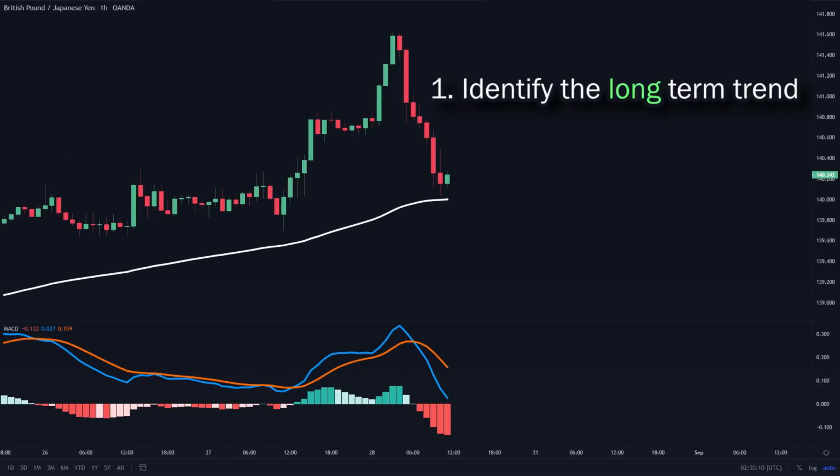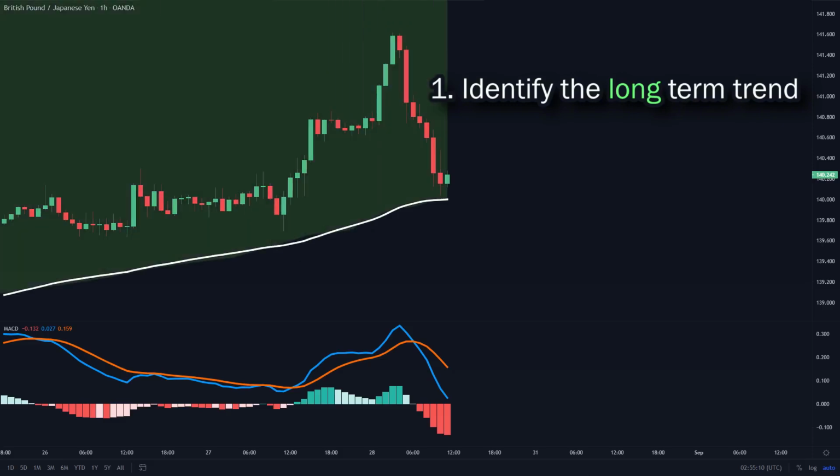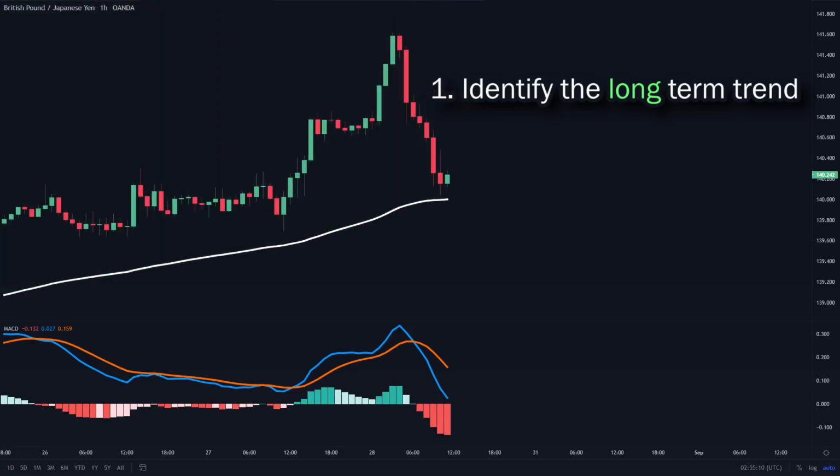Step 1. Identify the long-term trend by looking at the 100 EMA. If the price is above the 100 EMA, it indicates that the long-term trend is up. And if the price is below the 100 EMA, it indicates that the long-term trend is down.